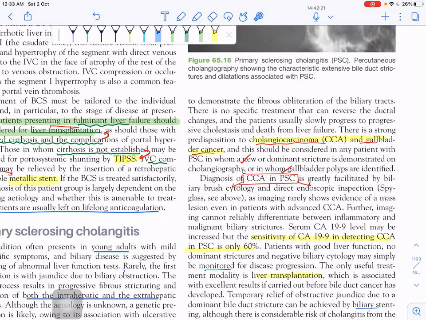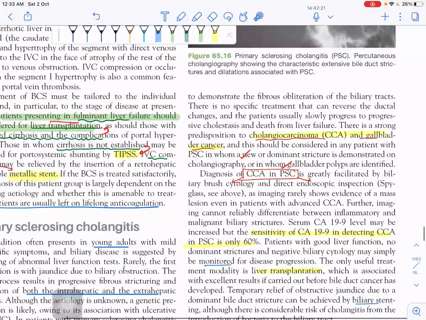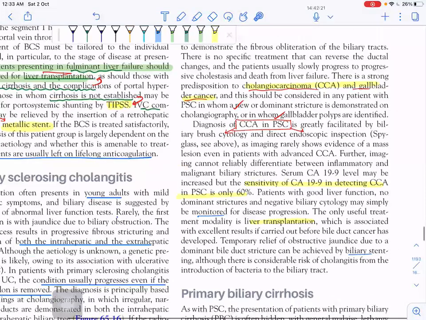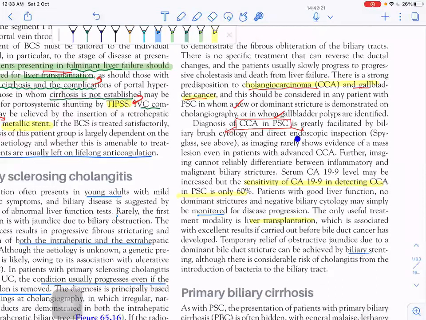And what is the diagnosis of CCA in PSC? You have to do biliary brush cytology and direct endoscopic inspection. SpyGlass cholangioscopy is available. Even if you use cholangioscopy, you take brush cytology, or you can go for direct inspection. Serum CA 19-9 level may be increased, but the sensitivity of CA 19-9 in detecting CCA in PSC is only about 60%.